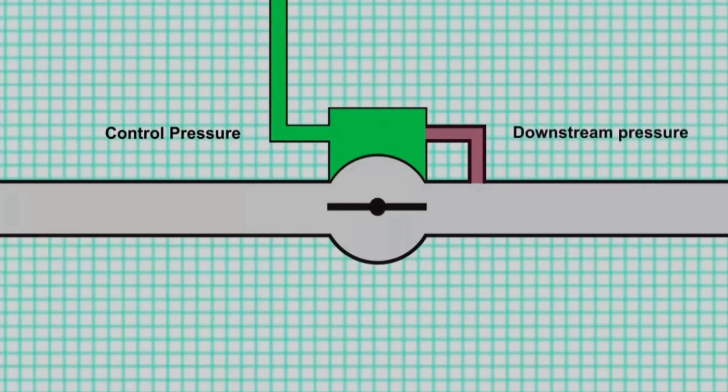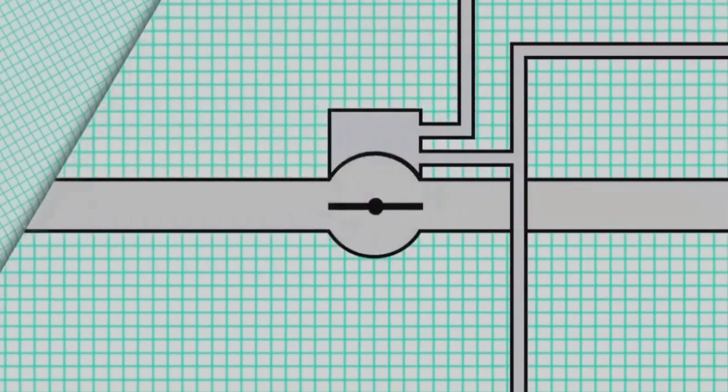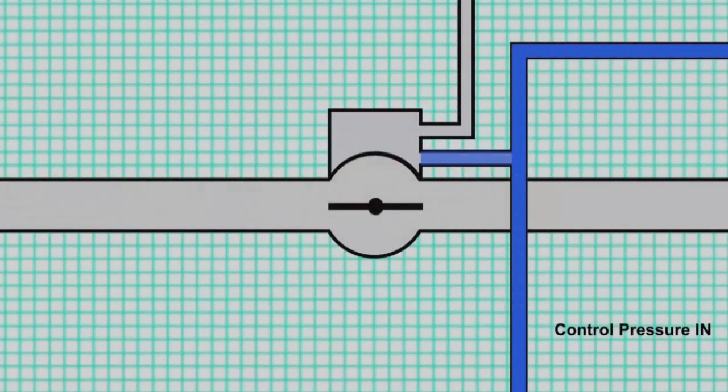In the HSV and PRSOV, control air enters the valve actuator and is opposed by downstream pressure. The control pressure tends to force the valve open, and the downstream pressure tends to force the valve closed. So the position of the valve is the result of the force balance between the control pressure and the downstream pressure. Note that for both of these valves, the normal or relaxed state of the valve is closed.